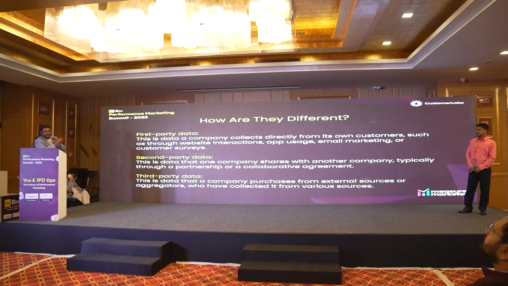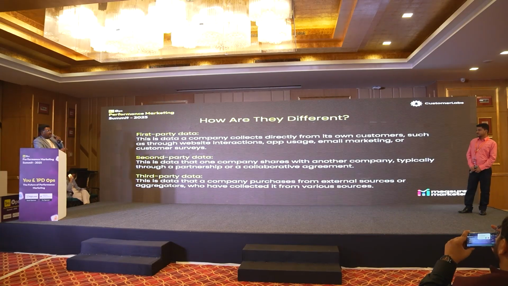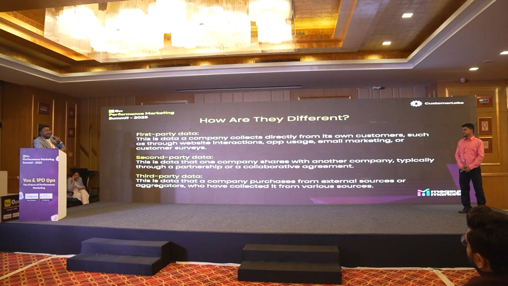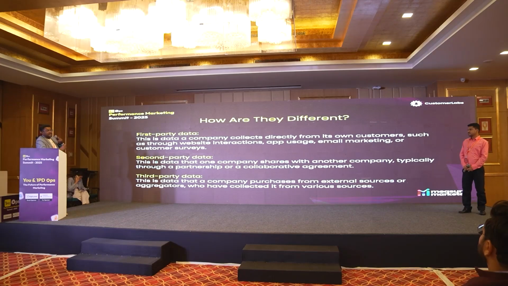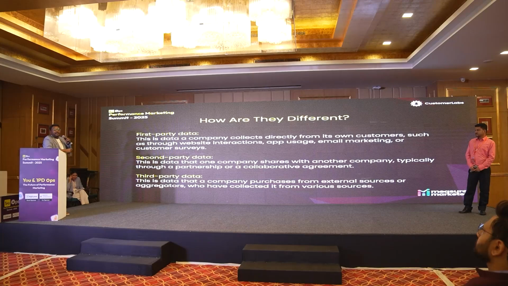How are they different? The data that is collected by a company directly with its own customers, through their website or app or email marketing or customer surveys, is first-party data, which means you directly interact with your customer and you collect the data. Second-party data is data that a company collects and shares with another company, and that company is using it. The second company did not collect the data. The company that is using the data got it from a company which directly collected that data from the end user. This is second party. Third party is where we don't know who collected it, we don't know where the data is, we are just using the data.